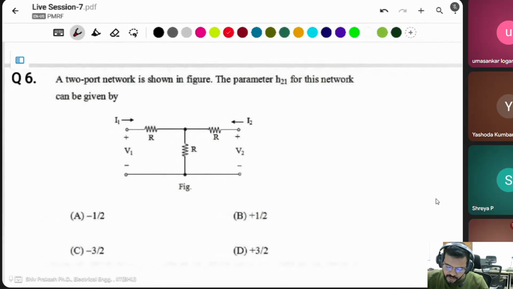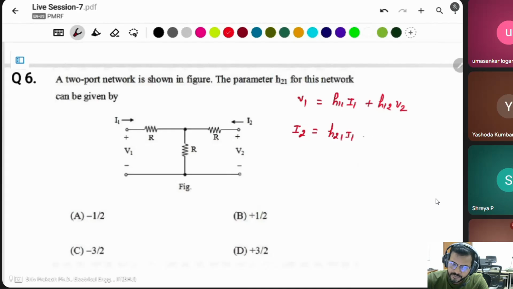A two-port network is shown in the figure. The parameter H21 for this network can be given by... simply this two-port network is asking about H21. The hybrid parameter is mixed between V1 and I2: V1 equals H11 I1 plus H12 V2, I2 equals H21 I1 plus H22 V2.